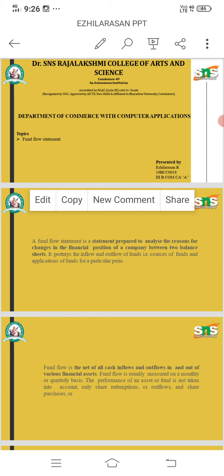My topic is fund flow statement. A fund flow statement is a statement prepared to analyze the reason for changes in the financial position of a company between two balance sheets. It shows the inflow and outflow of funds, sources of funds, and applications of funds for a particular period.